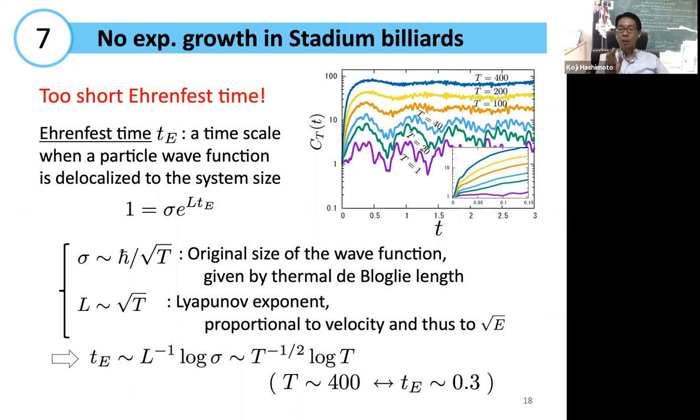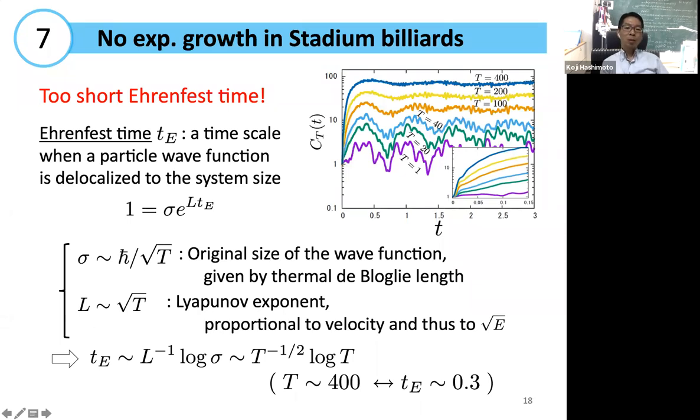So from this simple argument, when you have just a box of a hard wall with no potential, you can easily argue that the Lyapunov exponent needs to be proportional to the square root of E, which is proportional to velocity. So even with this classical picture, you'll find that in fact, any billiard doesn't have a gravity dual, since the Lyapunov exponent is not proportional to 2 pi T. It's proportional to square root of T.